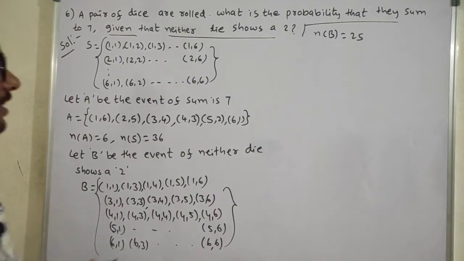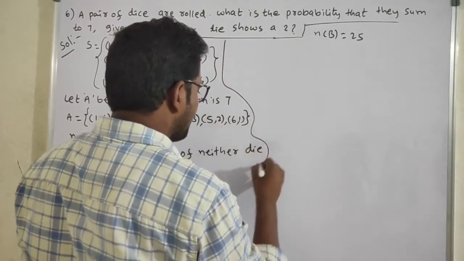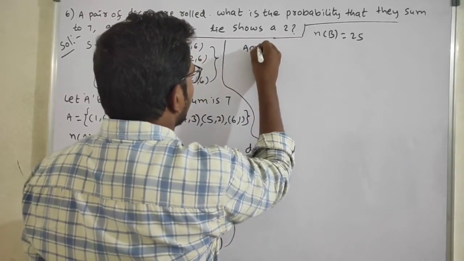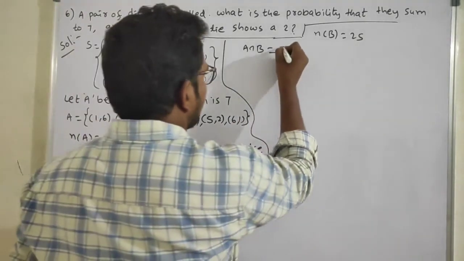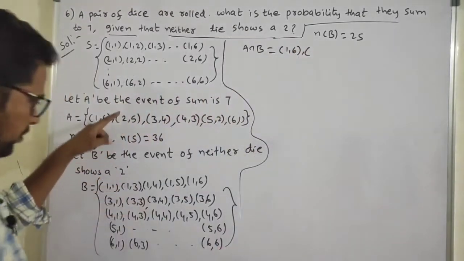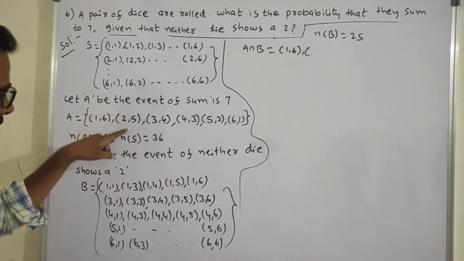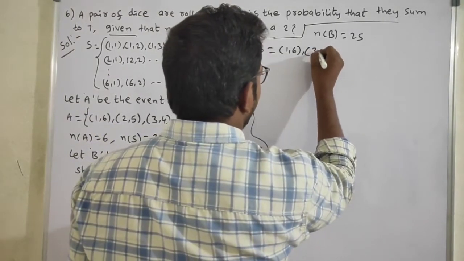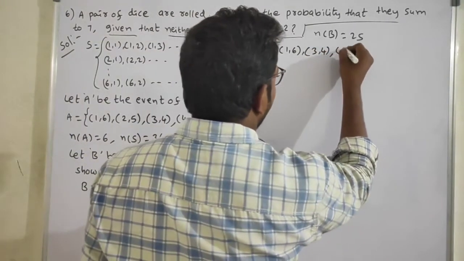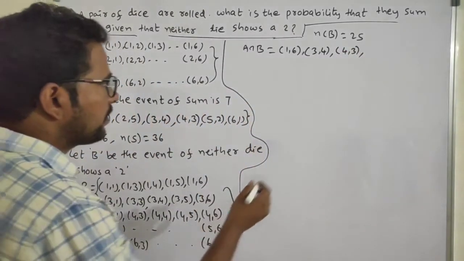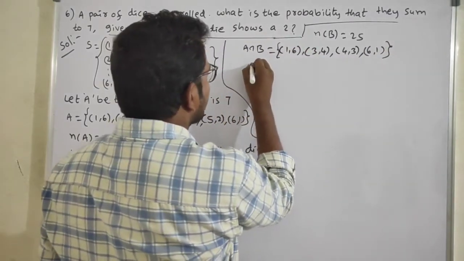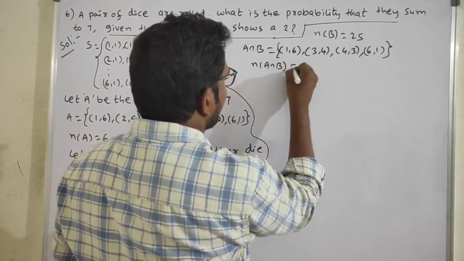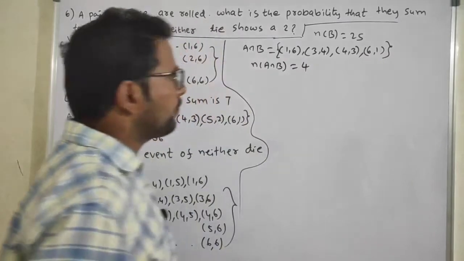Now we have to find A intersection B. What are the common elements in A and B? (1,6), and (3,4); we don't have (2,5) here. Next (4,3), next (6,1). So these are the common results. How many elements are there in A intersection B? 1, 2, 3, 4. So n of A intersection B is equal to 4.